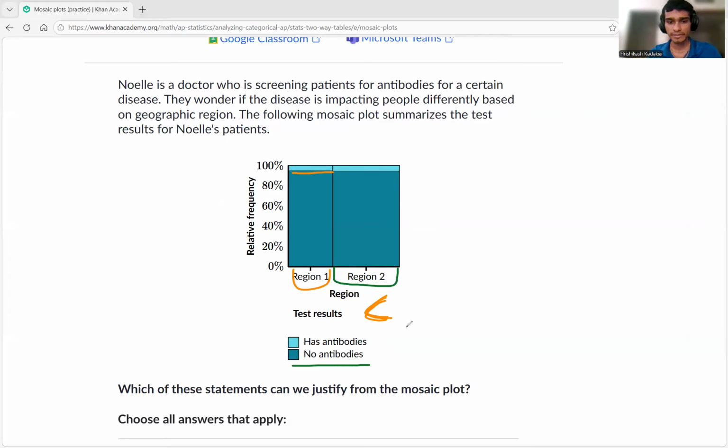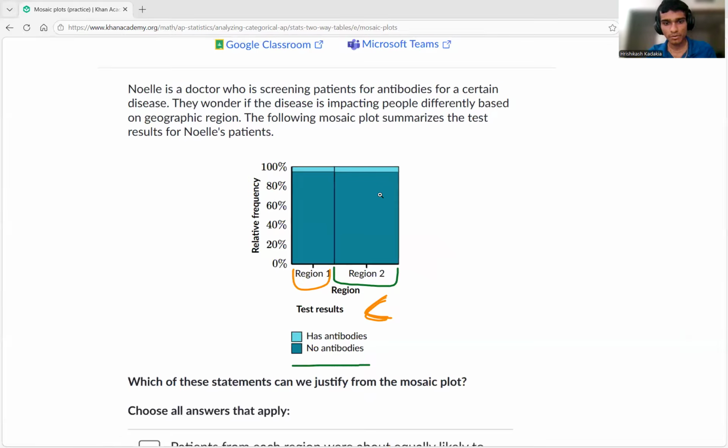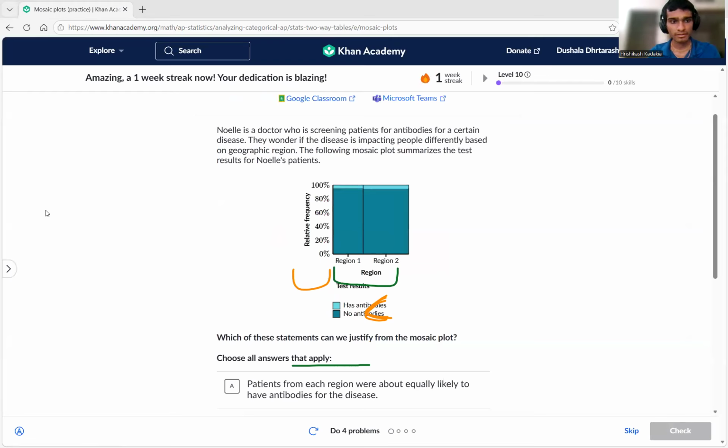In region two we also see the same. The majority, the bulk of the people, have no antibodies. They're all dark blue. Only a small little slice has antibodies. If you try to compare, it's almost equal to each other, except region one, if you see, is a little bit higher. Mathematically it will be equal, but there might be a little bit of difference.